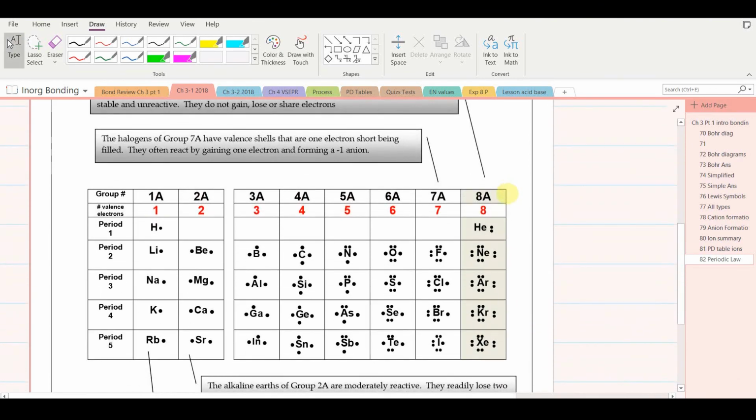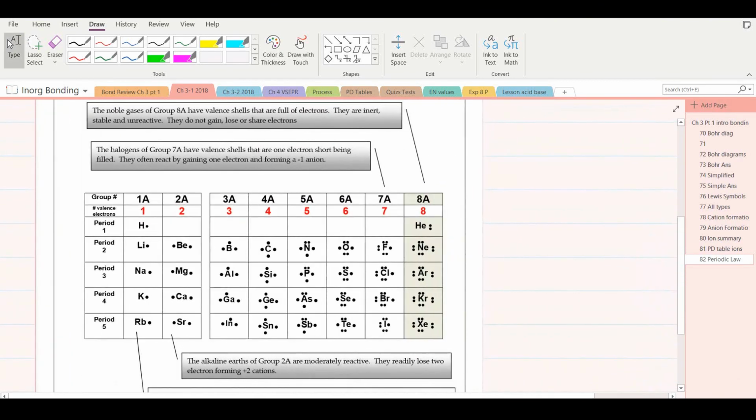So let's conclude with this. From this we can say the noble gases, group 8A, have valence shells that are full of electrons. They are inert, stable, and unreactive. They do not gain, lose, or share electrons. The halogens of group 7A have valence shells that are 1 electron short of being filled, and they often react by gaining 1 electron, forming a -1 anion.